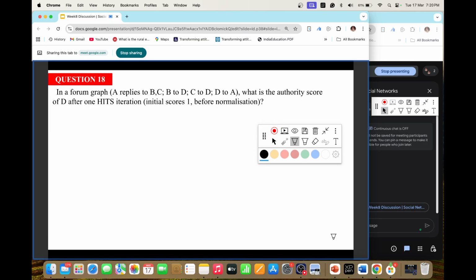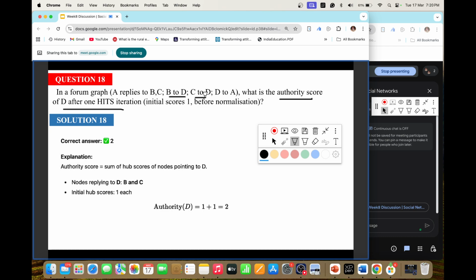In a forum graph, A replies to B, B to C, B to D, C to D, D to A. What is the authority score of D after HITS iteration 1? The initial score is 1 before the normalization. Authority score is based on the incoming links, so we go for D. D has 2 incoming links, B as well as C. So the authority score will be 1 plus 1, which equals 2. So 2 is the correct answer.